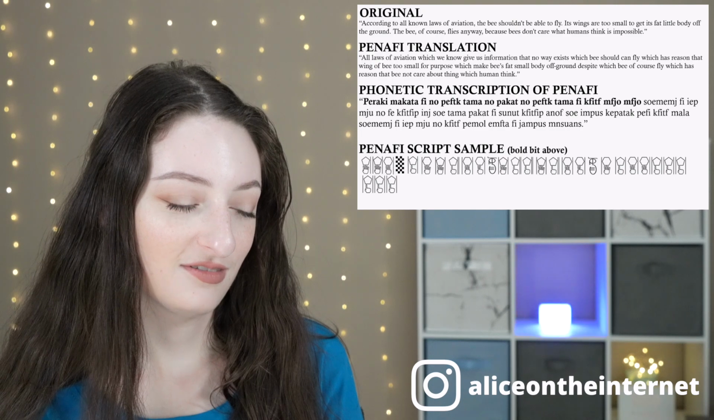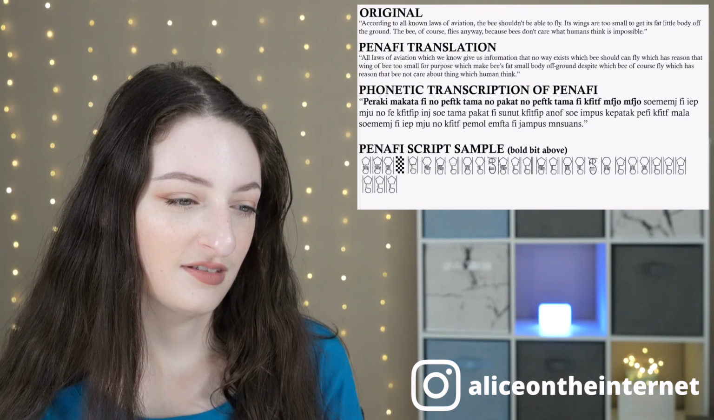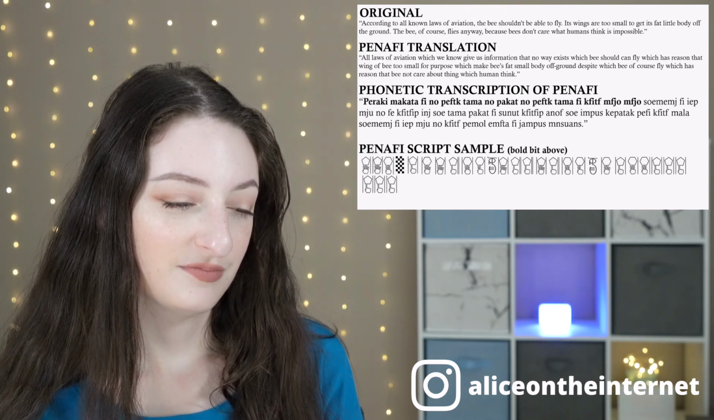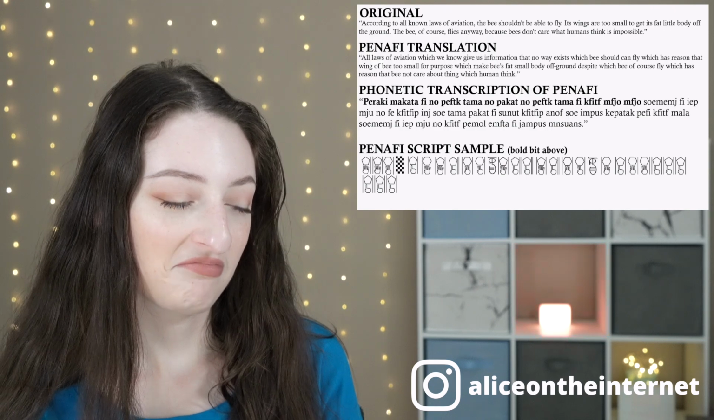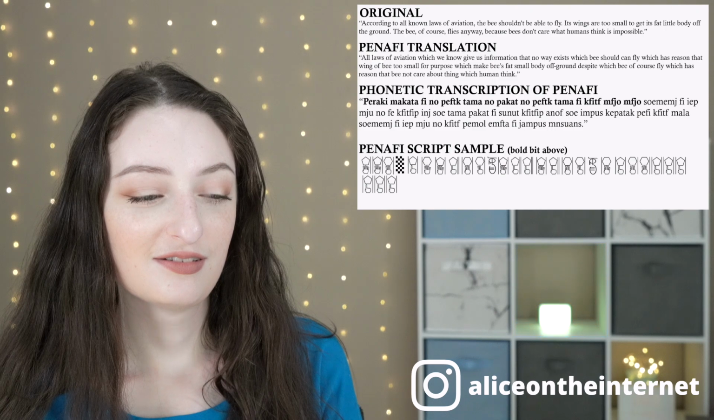Here goes. Peraki makata fi no peftk, tama no pakat no peftk, tama fi kvitv, mfjom stoemem fi mjot no fi kvitv, in soe tama pakat fi sonot kvitv, anof soe impus kepatak fi kvitv, mala soemem fi mjot no kvitv, pemol emfta fi jampus, and so on.